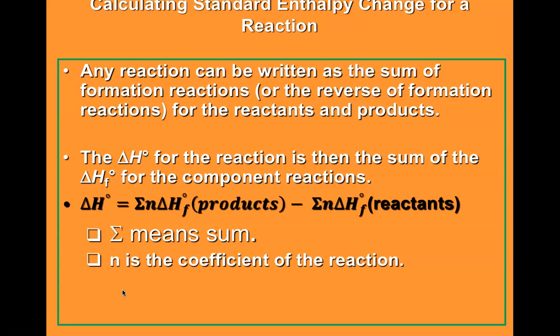So we have this equation, which is on the equation sheet for the class, where delta H of the overall reaction is the sum of the heats of formation of products minus the sum of the heats of formation of reactants. You guys know the sum sign, and n is just the coefficient.